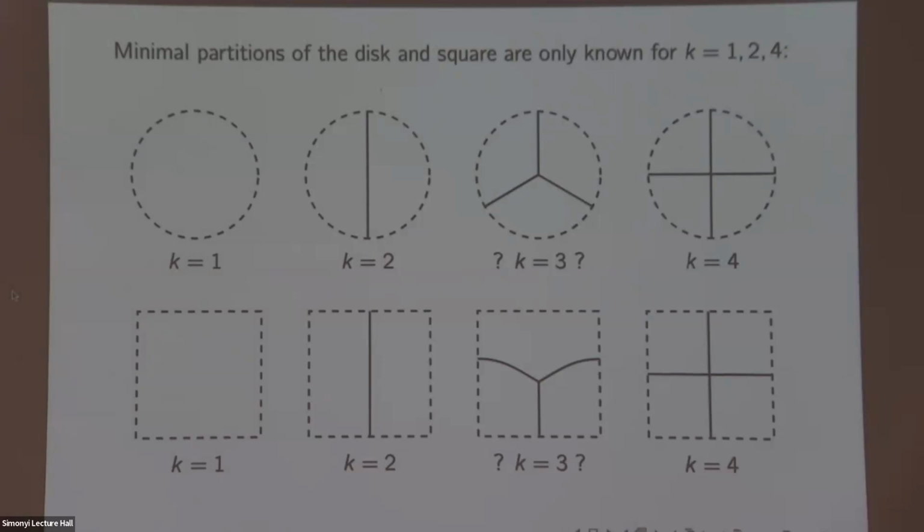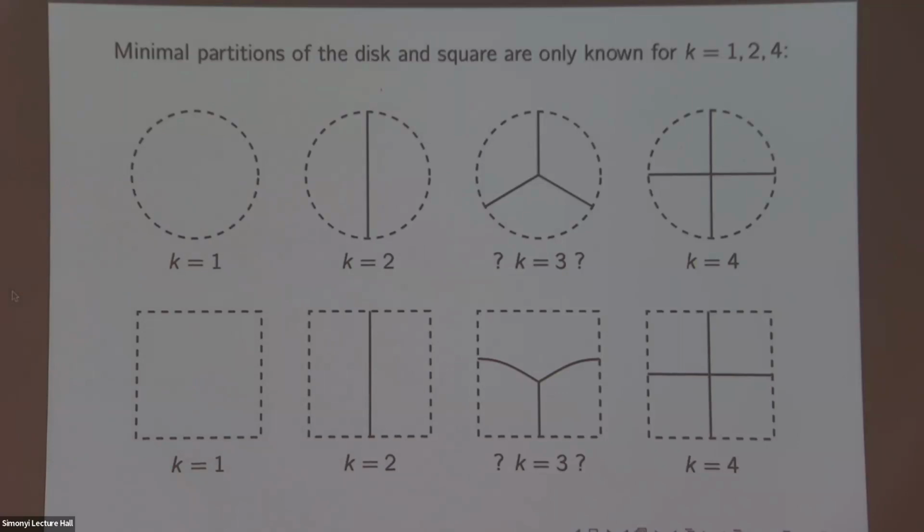Interestingly, though, if you look at k equals 3, it's not hard to show that the minimal 3 partition for the disk cannot be bipartite. So it's not coming from an eigenfunction of the Laplacian. And so a very natural conjecture is that the minimal 3 partition of the disk is this so-called Mercedes star partition that I've drawn here. But this is still not completely resolved.